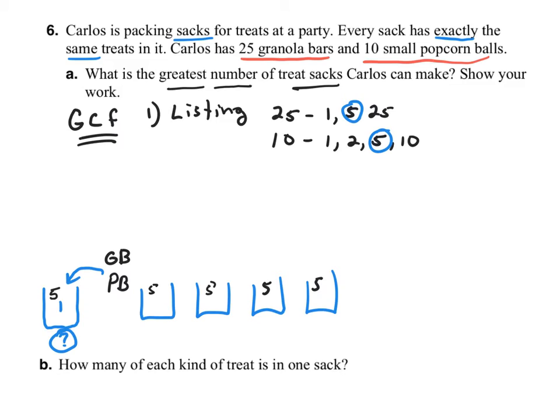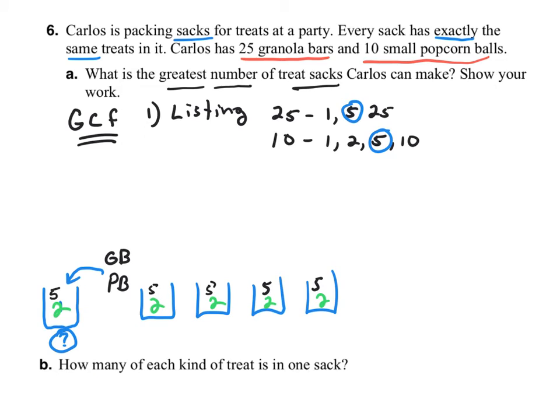Those are granola bars. And then for the popcorn balls, if we have 10 total popcorn balls, we have to divide them up between 5 snack packs. 10 divided by 5 is 2. So we have to have 2 popcorn balls in each snack pack. And that's one way of doing it.